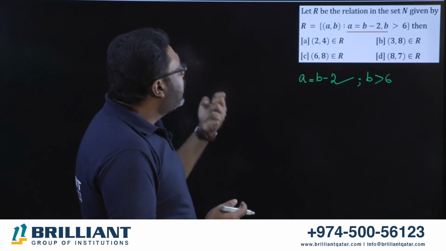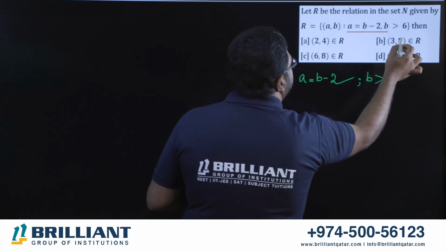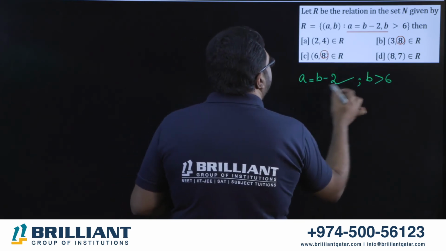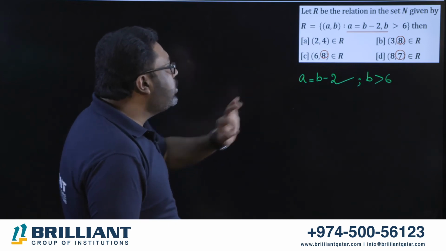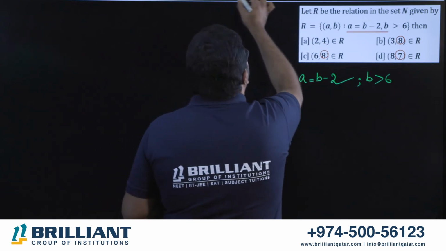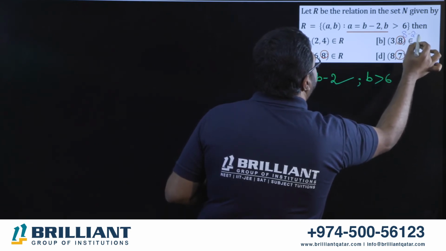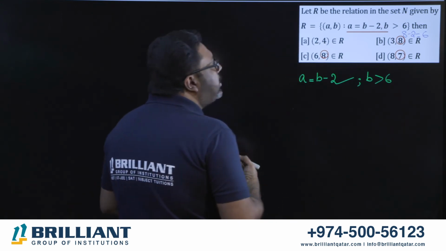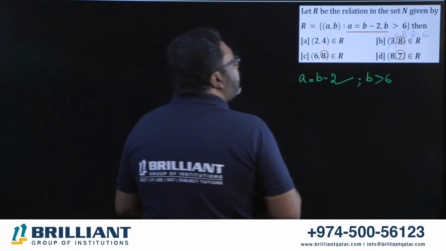Which of the pairs where B is greater than 6? The first pair where B is greater than 6 is this. Yes, 8. The second pair is also this. The third pair is this. And the difference of B with 2. What is B minus 2 here? 8 minus 2 is 6. But this is not 6. So this is wrong, it cannot be 3.